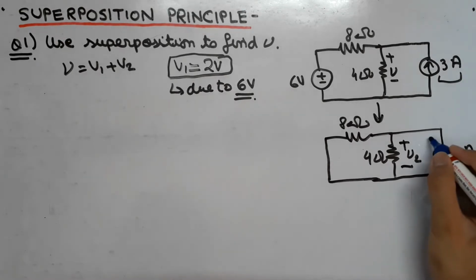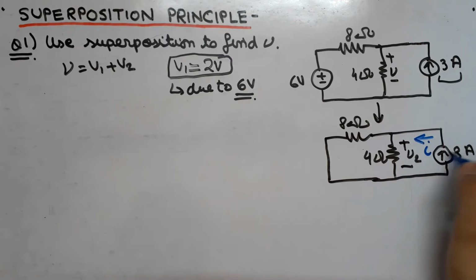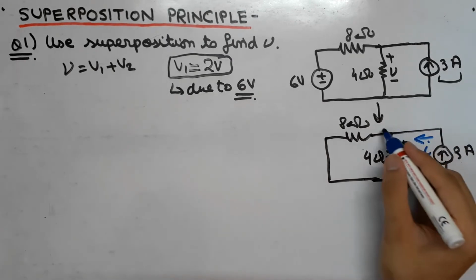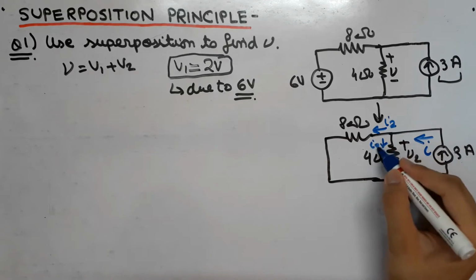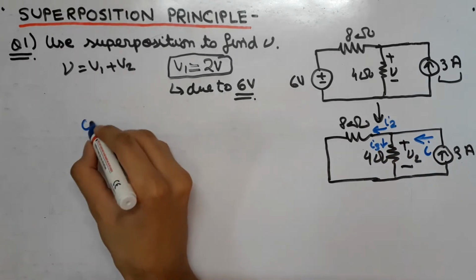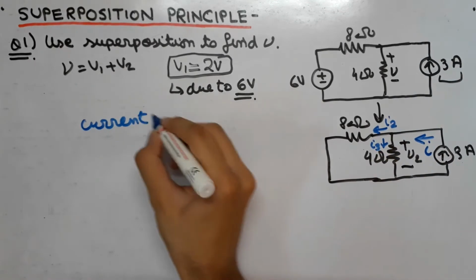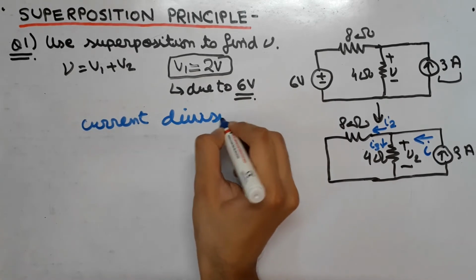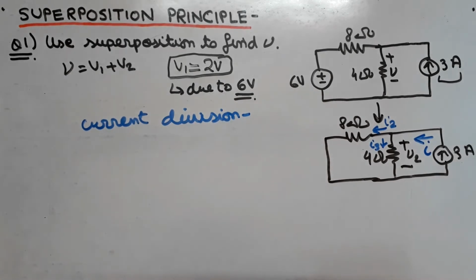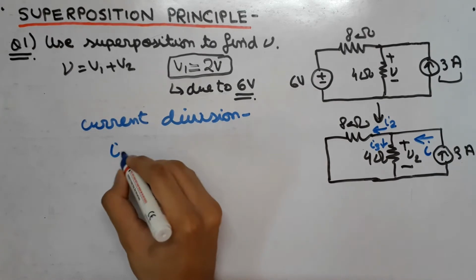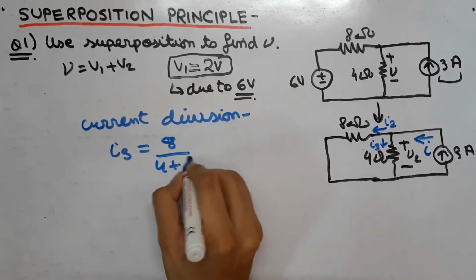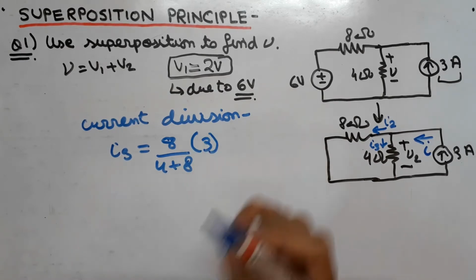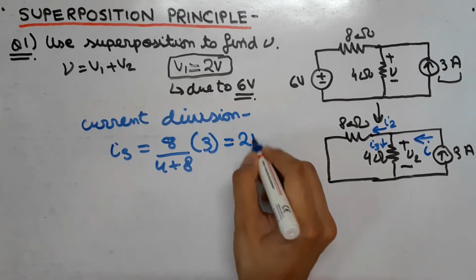That is, first of all we will take current I, that is equal to 3, and we will divide it into two parts. That is, I2 is flowing over here and I3 is flowing over here. Now we will use the current division rule. That is, we will get the value of I3 as 8 upon 4 plus 8 into 3, which will come out to be 2 amperes.